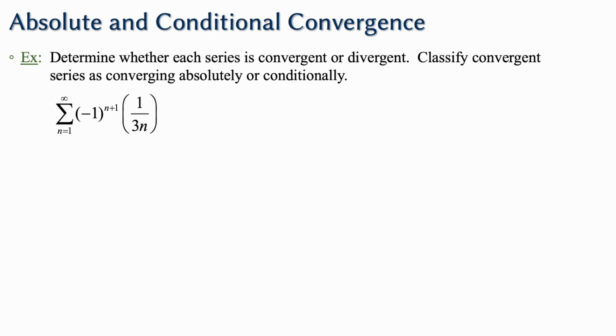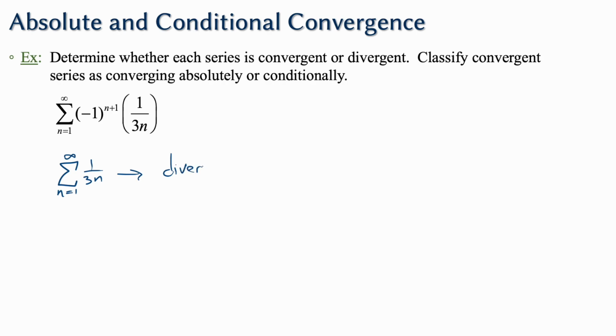Okay, let's do one last example. Now, in this one, as we take a look at it, we're going to be looking at what the general overall idea does. So we're going to look at that absolute value one. That means when I remove the sign, it's just going to be 1 over 3n. Now, what I notice right away is this diverges.